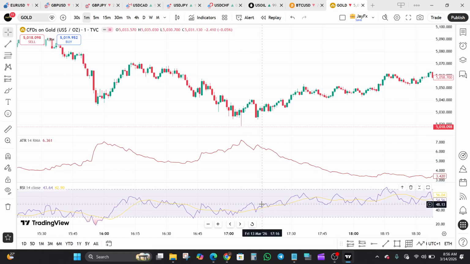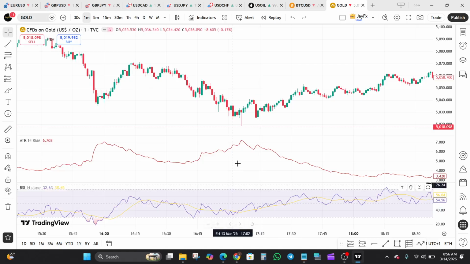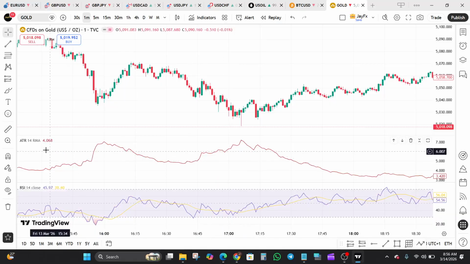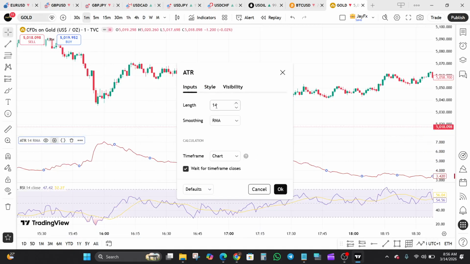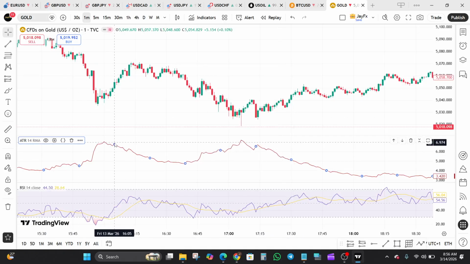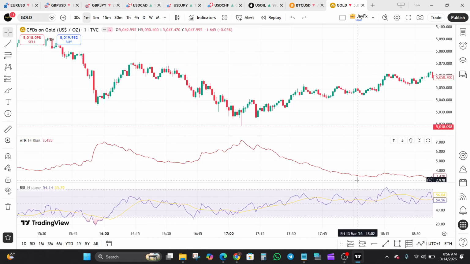But they measure very different aspects of market behavior. The average true range, commonly called the ATR, measures market volatility. It calculates the average range between high and low prices over a selected number of periods, which you can modify. Higher ATR values typically indicate increased market volatility, while lower values suggest quieter market conditions.